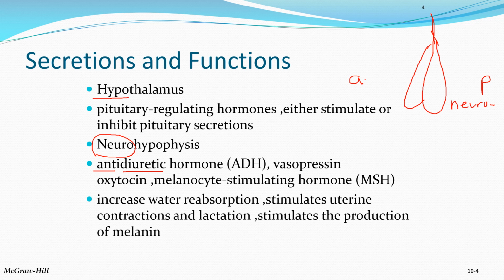antidiuretic hormone. If you take a diuretic, it causes you to lose water. So antidiuretic hormone makes you hold on to water. Vaso, your blood vessels. Vasopressin, that's going to increase blood pressure, so it's going to cause your blood vessels to constrict. And the last thing it makes, melanocyte stimulating hormone, which is pigmentation. Melano means black. Cell, so your pigment cells.